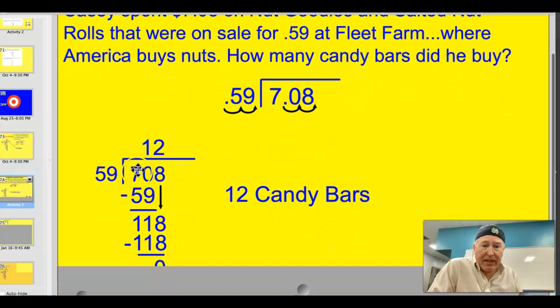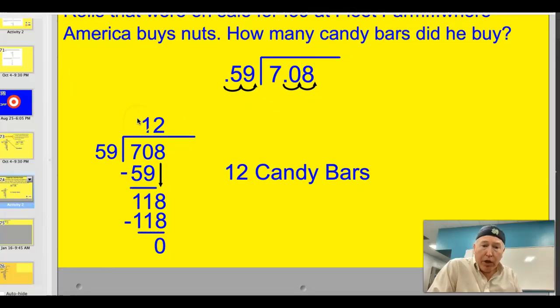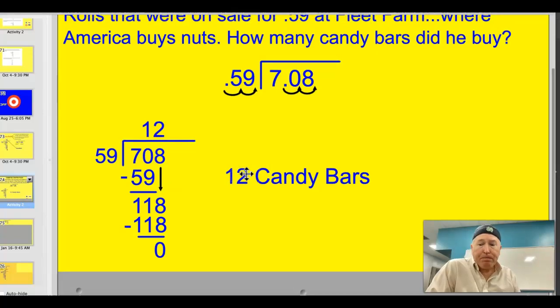Does 59 fit into 7? No. Does 59 fit into 70? Yes, one time. Sorry. 1 times 59 is 59. When we subtract that, we have 11 left over. Does 59 fit into 11? No. Bring down the 8. Does 59 fit into 118? Yes, 2 times. 2 times 59 is 118. When you subtract it out, you have 0. Your quotient is 12. He bought 12 candy bars.